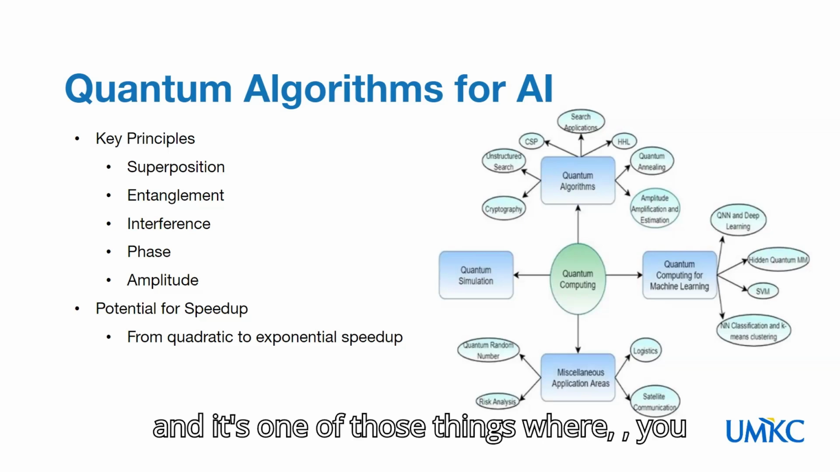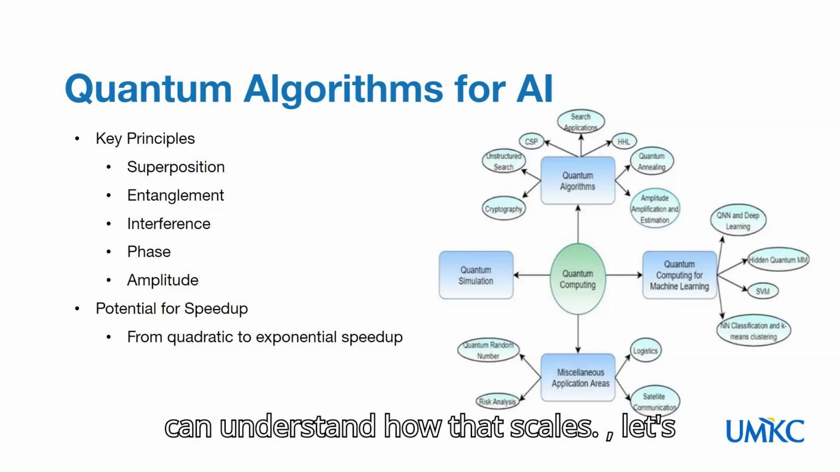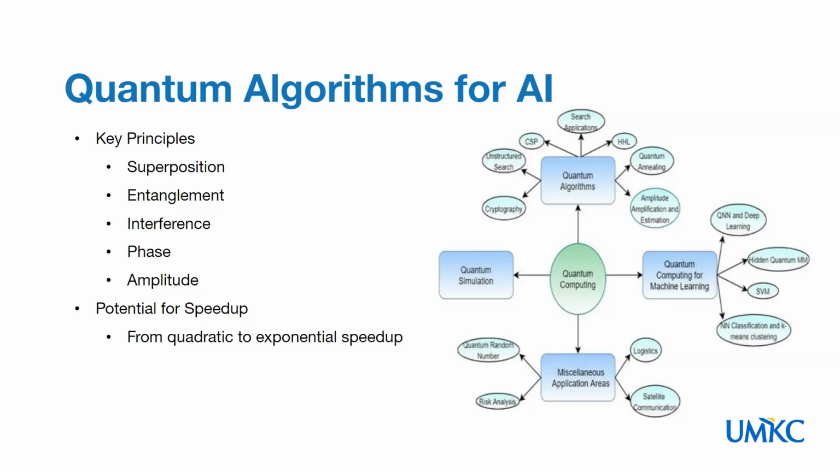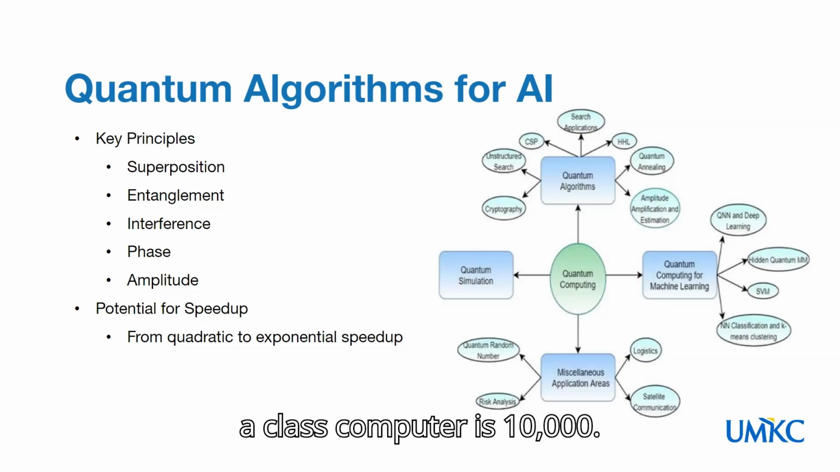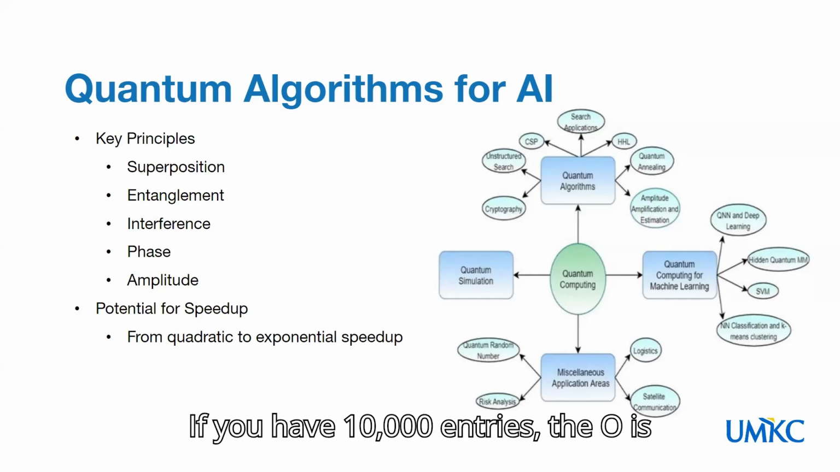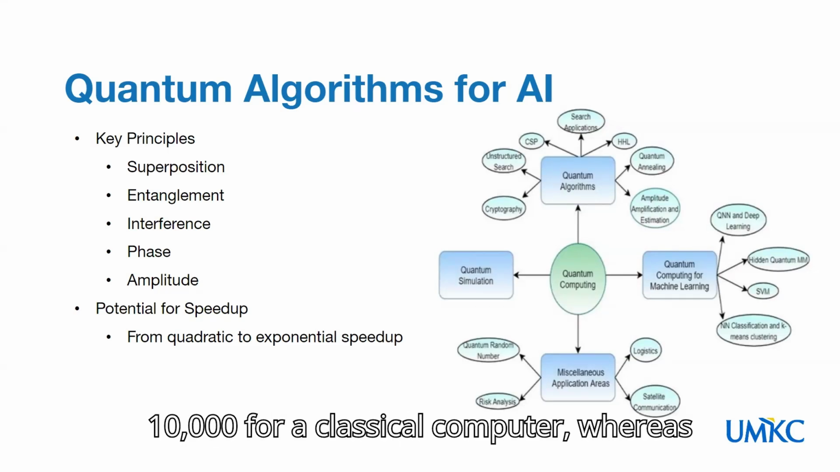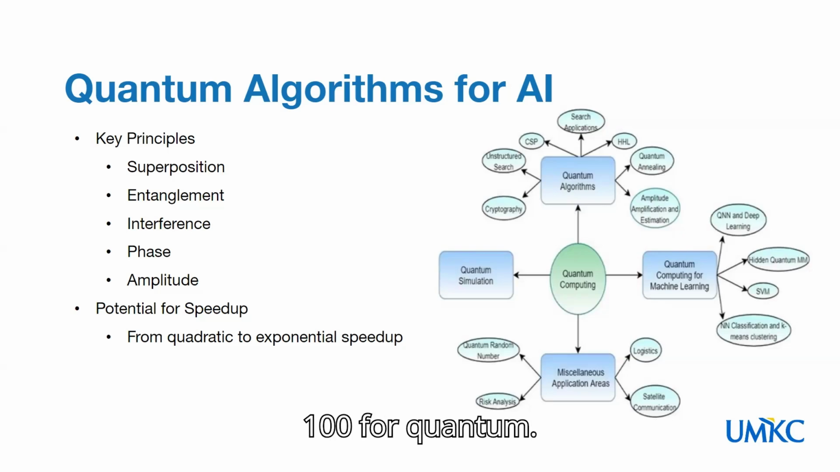It's one of those things where you can understand how that scales. Let's say you have 10,000 entries. The O for a classical computer is 10,000, whereas it's 100 for a quantum computer.